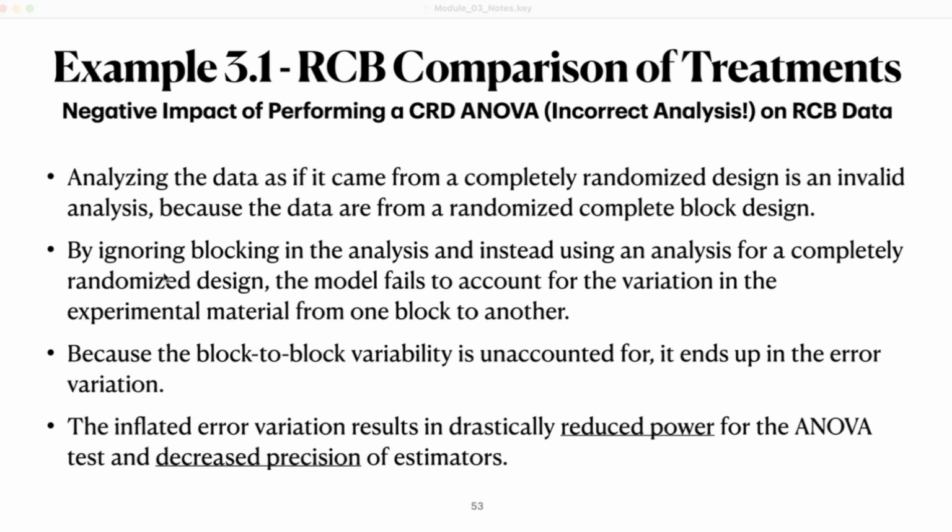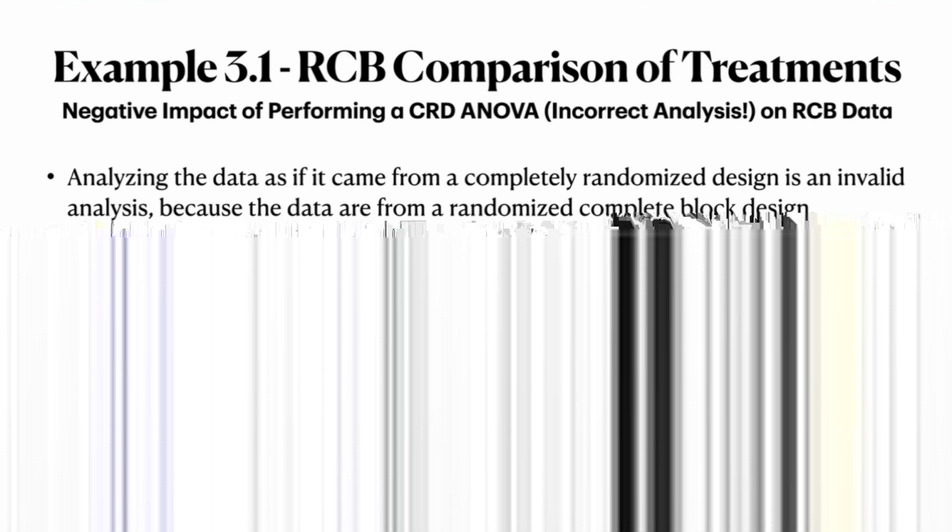So, number one, the p-value is not correct. All right, that's what we mean when we say that the test is invalid. We're not going to be able to get a legitimate p-value from an invalid analysis. Now, here's the other thing. By ignoring blocking in the analysis and instead using an analysis for a completely randomized design, the model fails to account for the variation in the experimental material from one block to another. It fails to account for it because there's no term in the model that could potentially account for it.